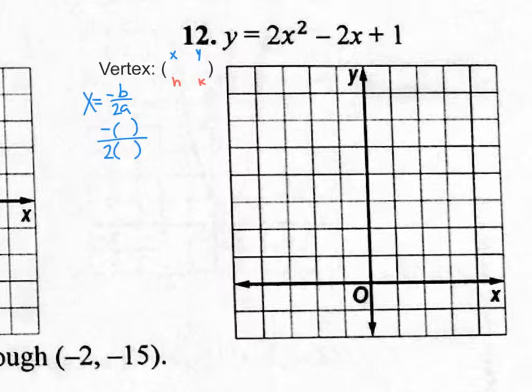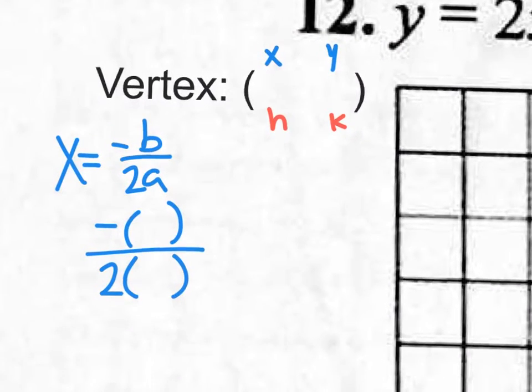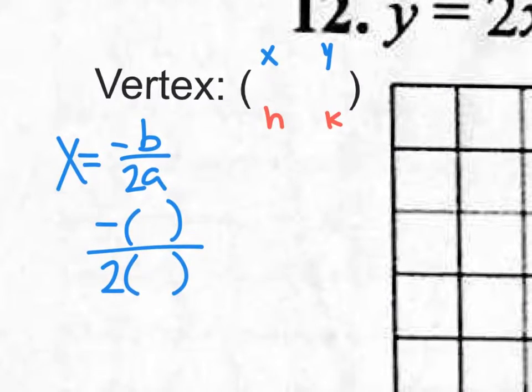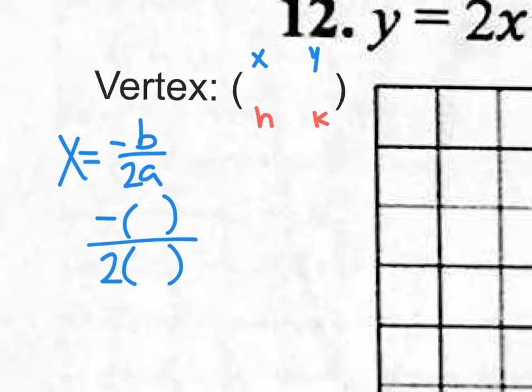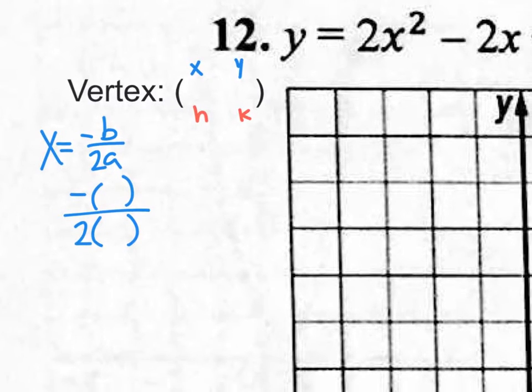It is a standard form equation. You want to find the vertex. The vertex is a coordinate, (h, k) or (x, y), and you find the x value by using the formula x equals negative b over 2a. So let's plug in our b and our a values.